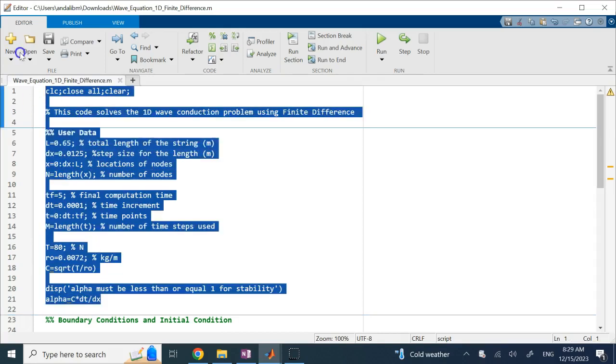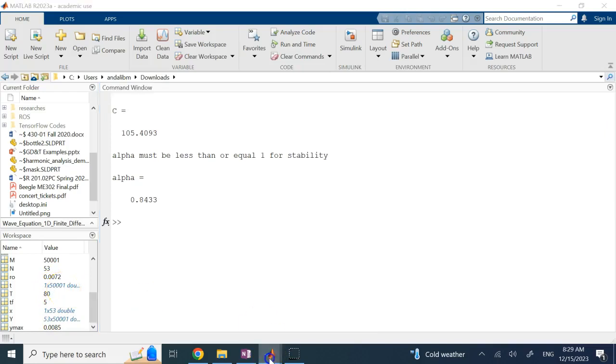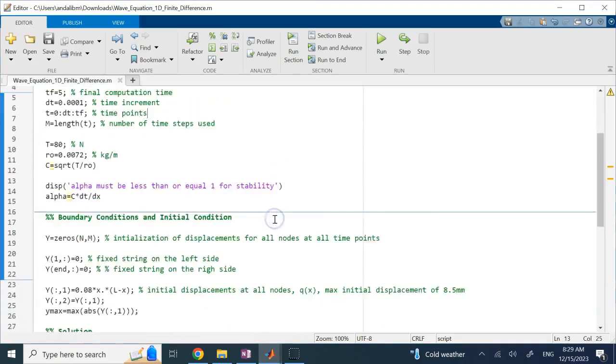If I run this part for you, you can see that the speed of wave propagation is 105 meters per second, and my alpha is 1.84 less than 1. So I'm good. And how many elements do I have? If you look at X, I have 53 elements and 50,001 time steps to go for just 5 seconds.